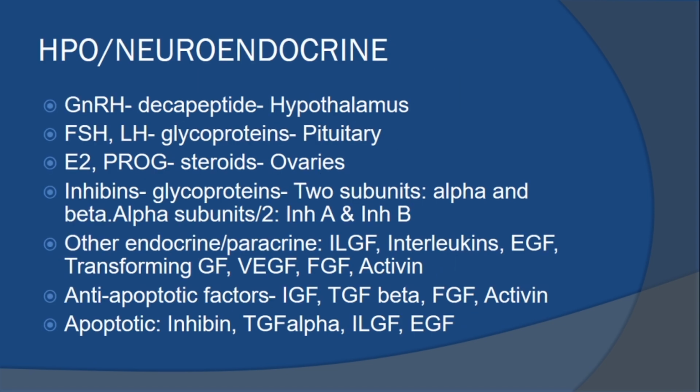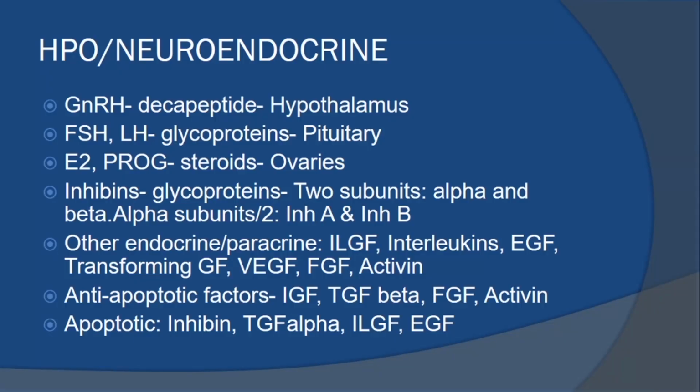Now, just to mention a few things about the hormones that act in this axis. You have the gonadotropin-releasing hormone, which is a decapeptide. It is produced in the hypothalamus. Then the follicle-stimulating hormone and the luteinizing hormone are glycoproteins. They are produced from the pituitary. Then estrogen and progesterone are steroid hormones. They are produced in the ovary.